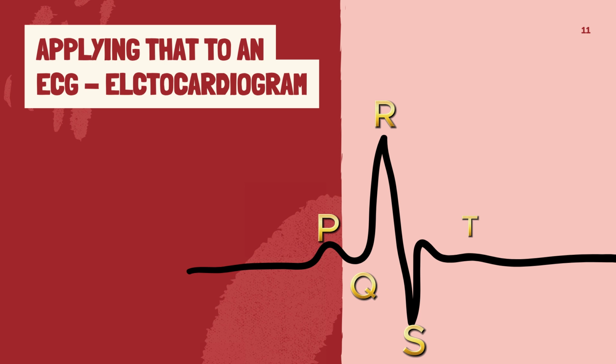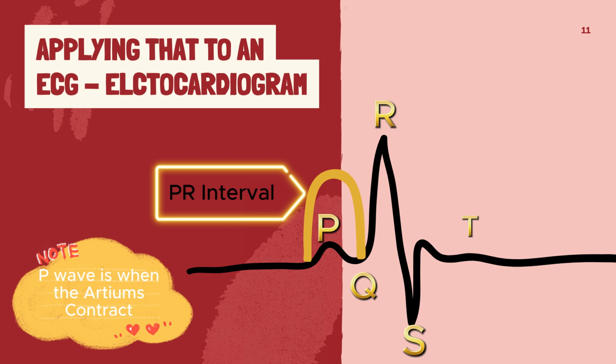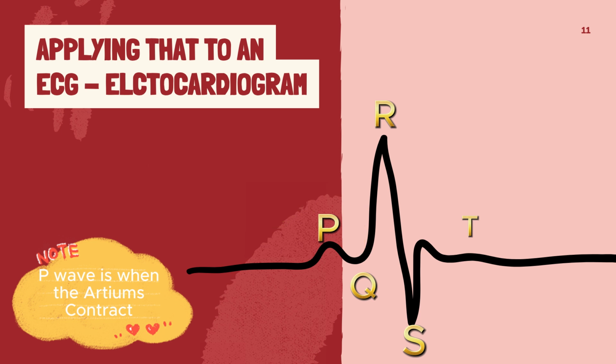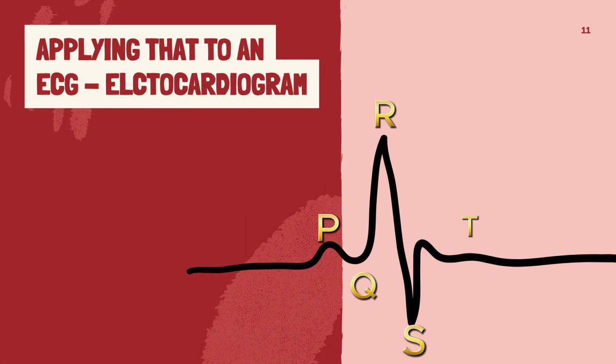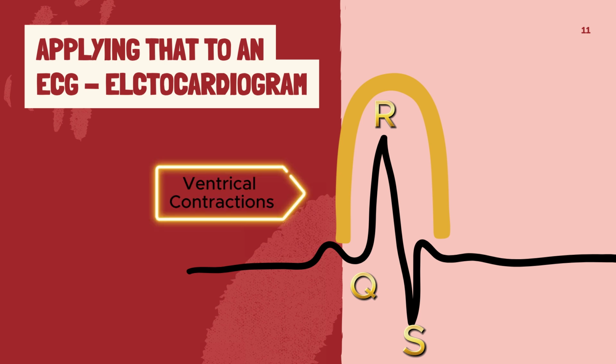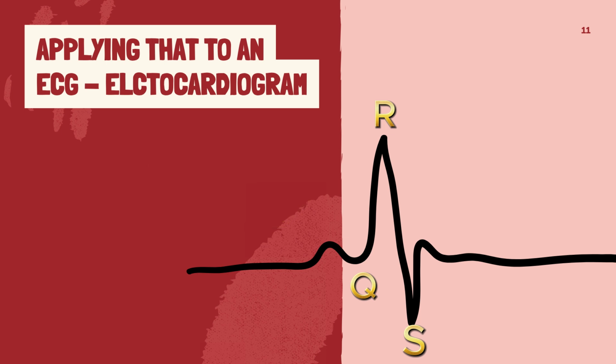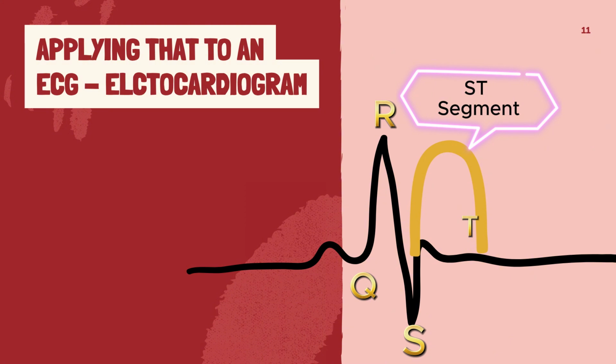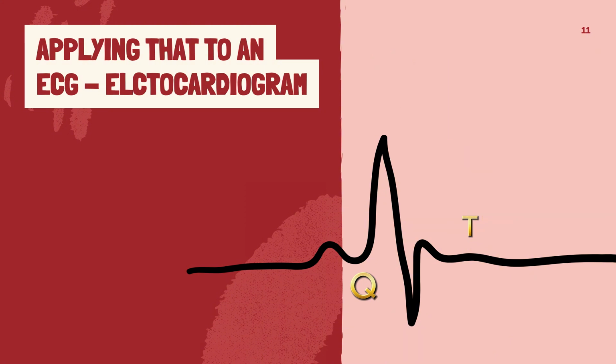Going back to the beginning, the space between the P wave and the QRS complex is called the PR interval. This is the time the SA node signals down the AV node, allowing the blood to fill up in the ventricles and the atriums to repolarize. The QRS complex represents the ventricle contraction, also known as ventricle depolarization. The space between the QRS and the T wave is called the ST segment. This is when the ventricles repolarize or relax.